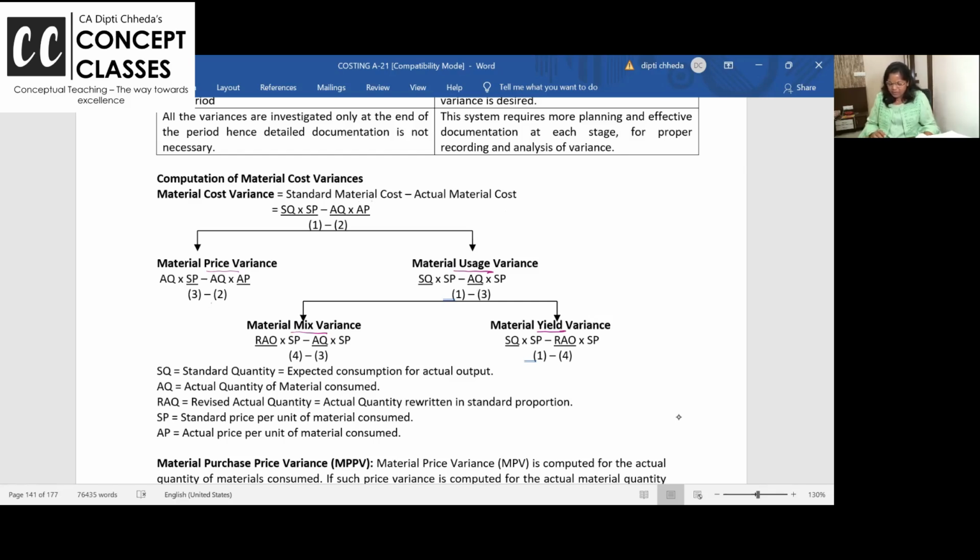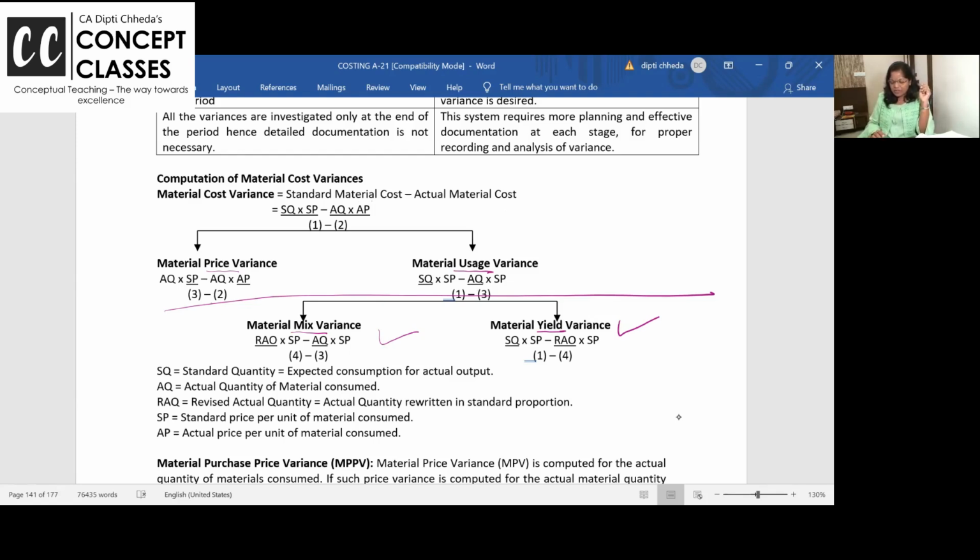Then we have revised actual quantity. I'll show you in a table how to prepare this. Generally, material cost variance is price and usage. In exams they are asking only this. These two additional variances will come when you have more than one type of raw material, raw material P, Q, R. When 3 raw materials are used, then mix and yield. With only one raw material, price difference and usage difference.